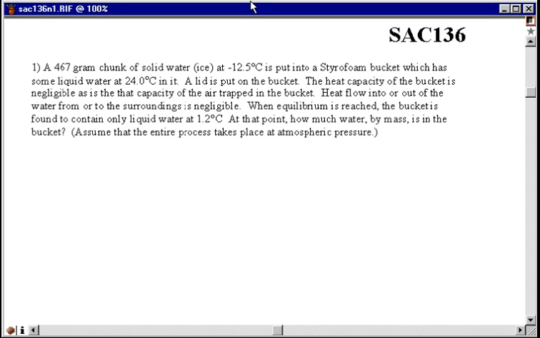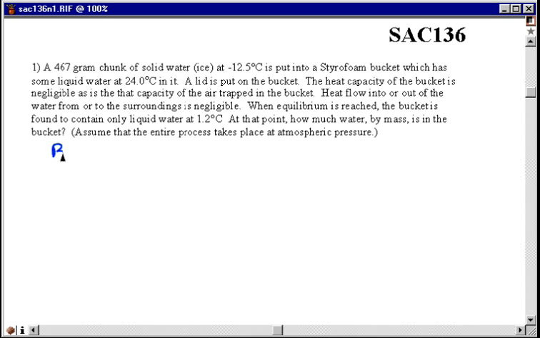Problem number 1. A chunk of ice at below the freezing point is put in a bucket of water, and the question is, given that the final temperature is 1.2 degrees Celsius, what's the mass of the total amount of water that's in the bucket in the end? Alright, I want to draw a quick sketch of this.